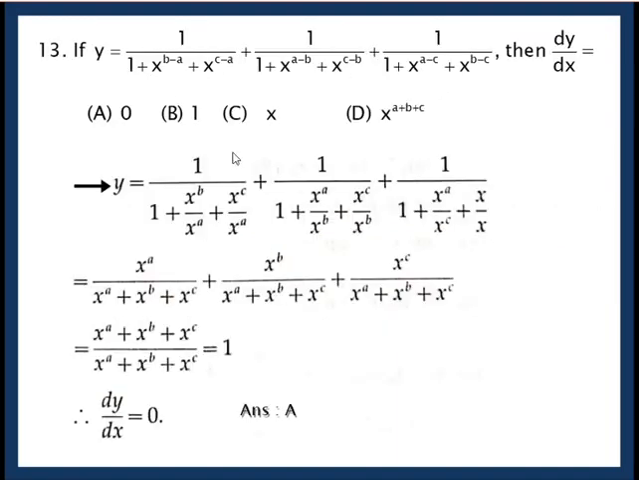Again, this is a sum on laws of indices. I write x raised to b minus a as x raised to b upon x raised to a, x raised to c minus a in this fashion. Observe, same for these two. Now here I multiply numerator and denominator by x raised to a, here by x raised to b, here by x raised to c. Now the denominators are equal, so just add numerators. So that gives me 1.